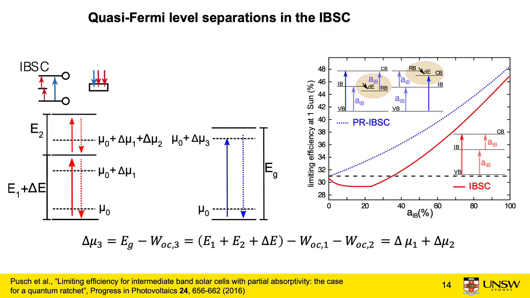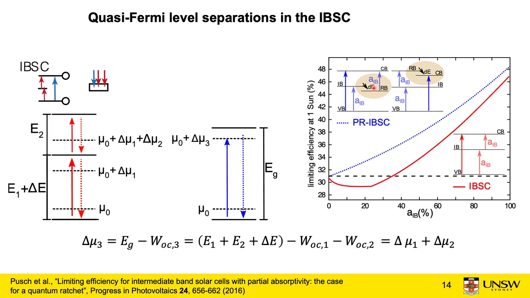To achieve this, we need to make sure that the transitions needed for the intermediate band require combined photon energy that is higher than the bandgap of the main material. In that case, the quasi-Fermi level separations can in principle be matched to each other, and one can do this by using a relaxation step between a bright and a dark intermediate state.